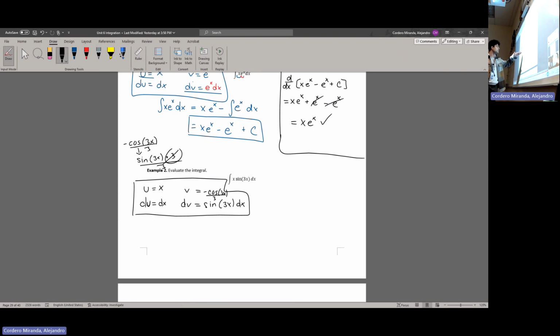All right, u, du, dv, v, everything is chosen. So now just follow the little formula. The integral of x times sine of 3x dx is equal to uv, so x times negative cosine of 3x over 3, uv minus the integral of v du.